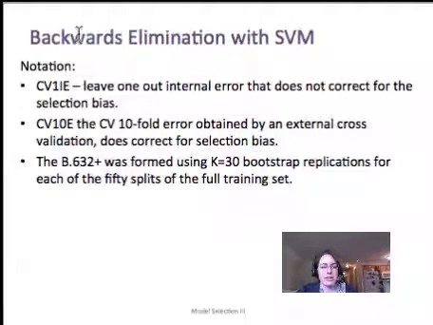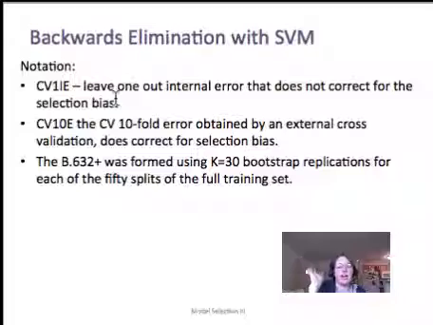So here's some notation. This CV1 IE, leave-one-out, internal error. This is not corrected for selection bias, okay? This is almost equivalent, they say in the paper, to what the authors were doing, that they're in fact slightly criticizing.